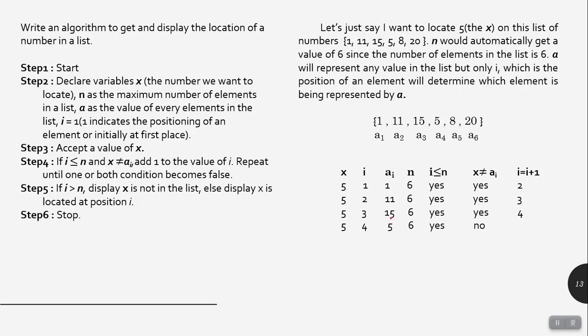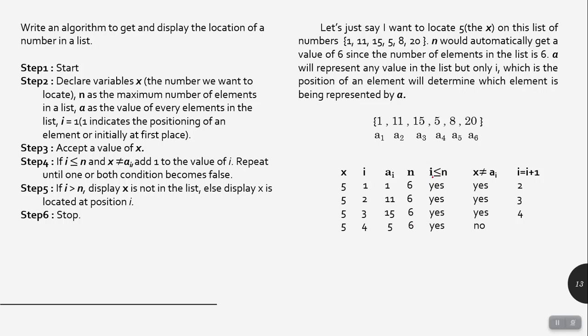So a sub 5, or a sub I, is 15 and x is 5. Therefore, it's yes. And then we will add 1 to I again, so it becomes 4. Now I is 4, x is 5, a sub I is 5 since the fourth element is 5, and n is still 6.